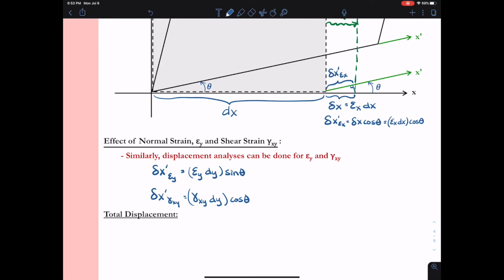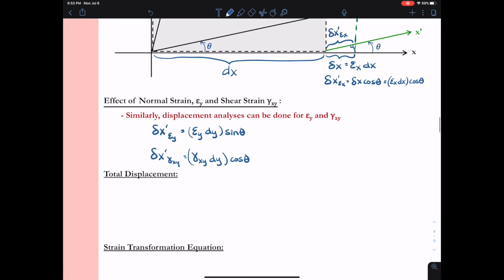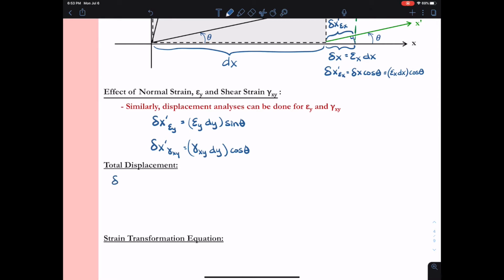Now my total displacement, delta x prime total, is going to be the sum of these x prime displacements. So delta x prime total equals delta x prime due to epsilon x plus delta x prime due to epsilon y plus delta x prime due to gamma xy. And now I just substitute my values above. So this equals epsilon x dx cosine theta plus epsilon y dy sine theta plus gamma xy dy cosine theta.